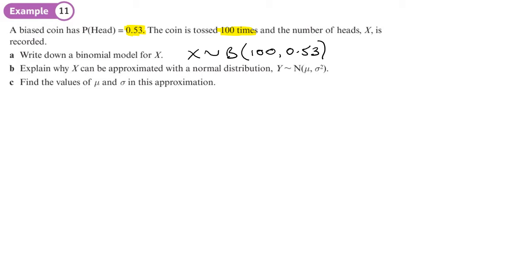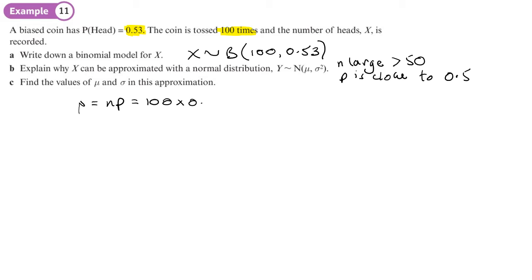Explain why x can be approximated by a normal distribution. Okay, so n is large, in fact it's greater than 50, and p is close to 0.5. It's 0.53, so pretty close to 0.5. Find the values of the mean and standard deviation. So the mean is just going to be n times p. That's going to be 100 times 0.53, so that would be 53.